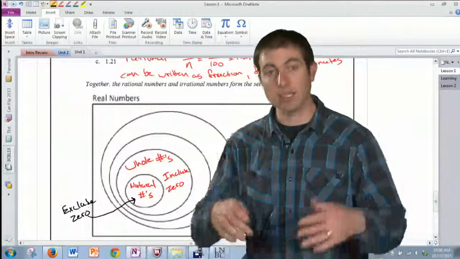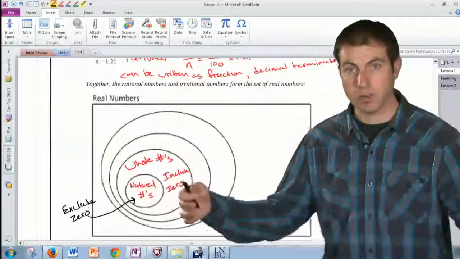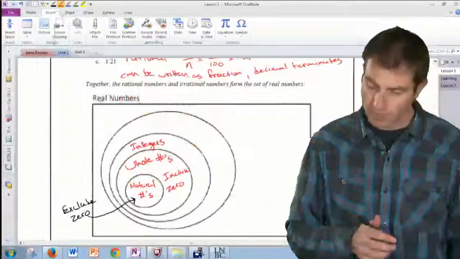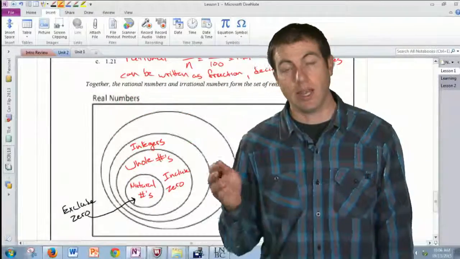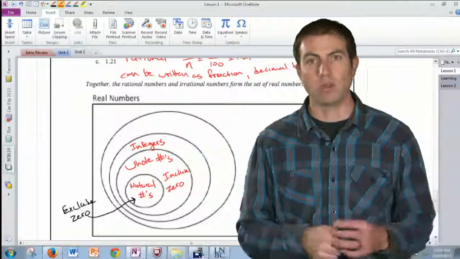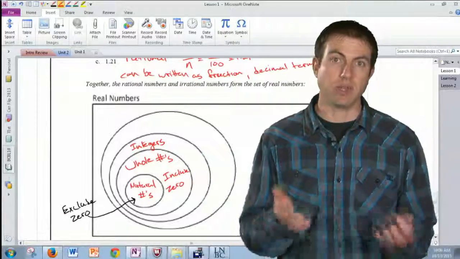Then we get a little bit bigger. So we can have things like integers. You guys have probably heard the word integers before. And integers are whole numbers, but what makes integers special is that we can have whole numbers and then we can have negative whole numbers. So once we include negative numbers, then we have something called integers.